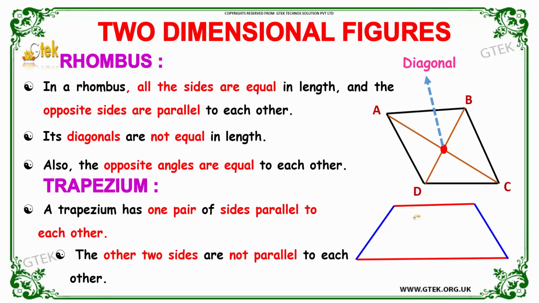A quadrilateral is said to be a trapezium if it has one pair of the sides parallel to each other. The other 2 sides are not parallel. So if you see, the red lines represent the sides which are parallel, whereas your blue lines represent the sides of the trapezium which are not parallel to each other.